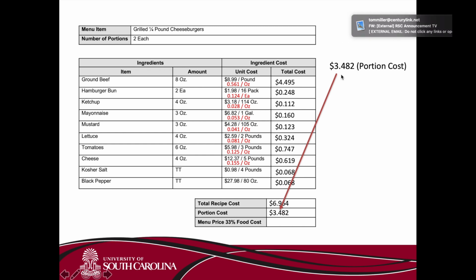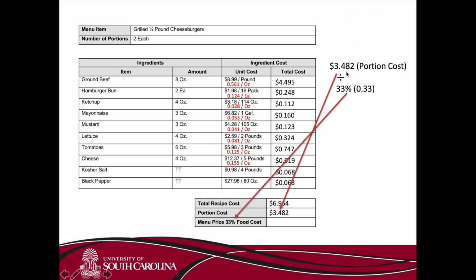So $3.48 divided by 33% gives you $10.55. Okay, so that's what you're going to charge for your burger. Now you could say we're just going to charge $10.50, and that's okay. You could say we're going to charge $11, and that would probably be okay, or $10.75.